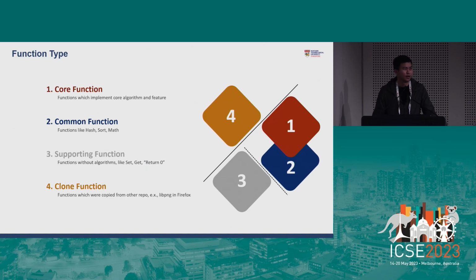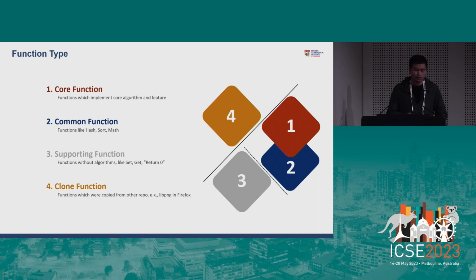So, what are the core functions? Here we will give a definition for all function types. We divide the functions into 4 types based on some aspects. The first type is clone function. Clone functions means that the code is not written by yourself. It's copied from elsewhere. This is different from the other 3 types.